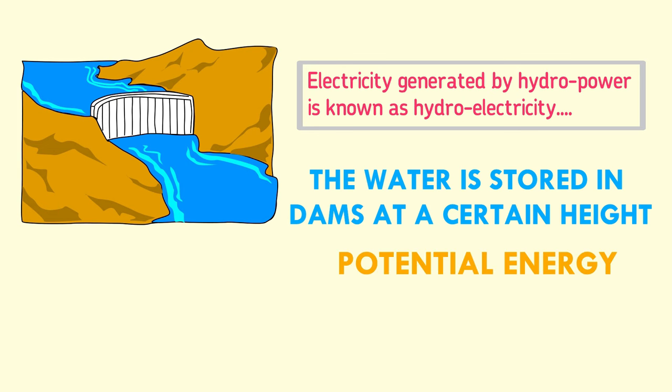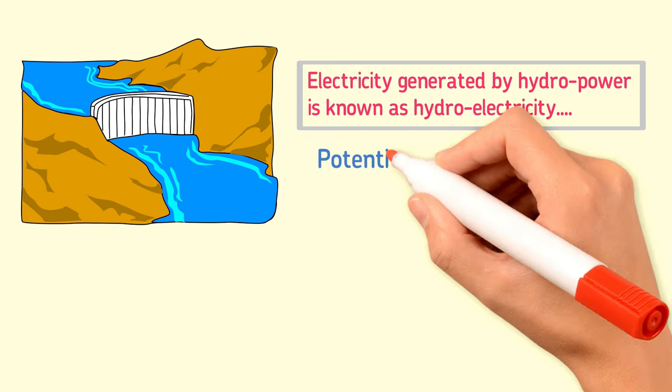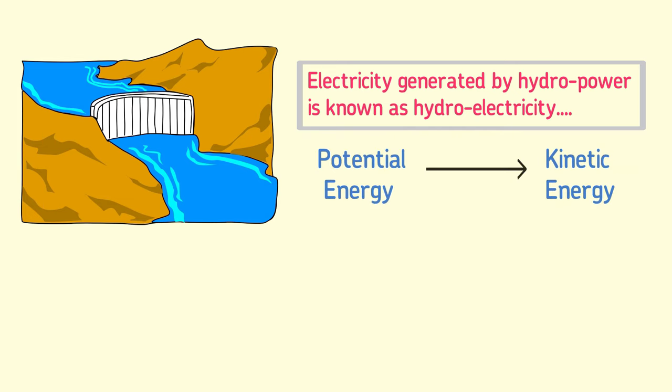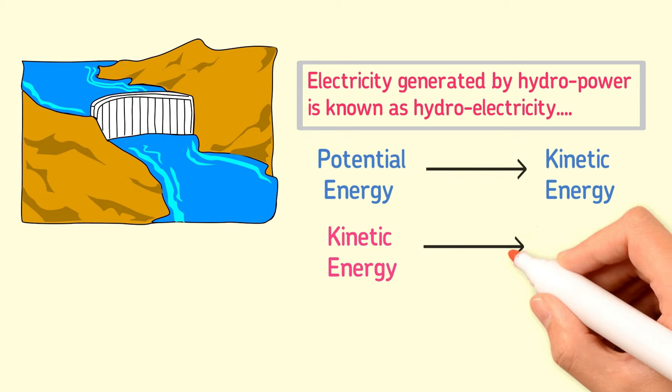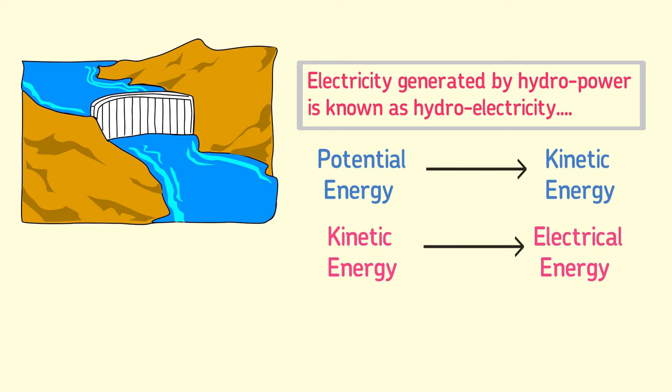When water falls down, its potential energy is converted into kinetic energy. I mean, the kinetic energy will run the turbines. The kinetic energy of the turbines is transformed into electrical energy. Thus, in this case, potential energy of the water is converted into kinetic energy and then to electrical energy.